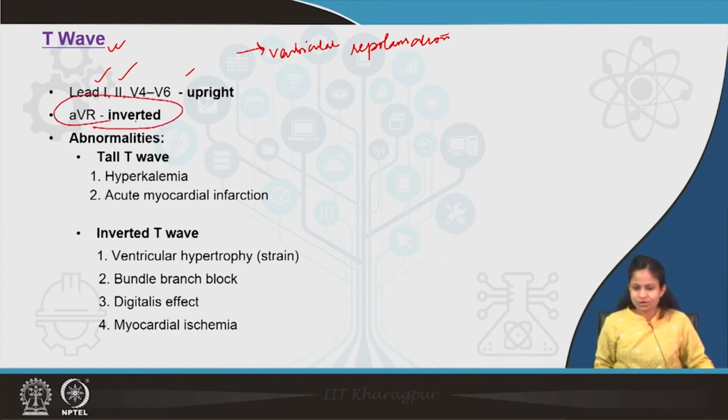The abnormalities of T waves: tall T waves we see in acute myocardial infarction, where it is usually accompanied by ST segment depression or elevation, and in hyperkalemia, when the extracellular potassium level is increased. Inverted T waves we see in bundle branch block, in ventricular hypertrophy, in digitalis or digoxin effect, and in myocardial ischemia.